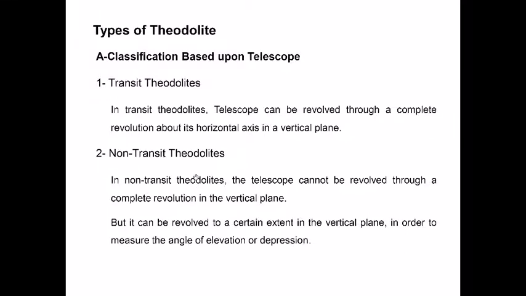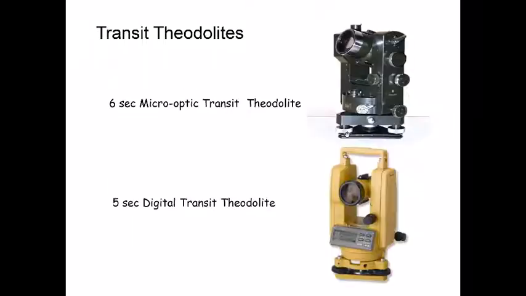The difference is very simple. In a transit theodolite, the telescope can be revolved through a complete revolution about its horizontal axis in a vertical plane. Let me explain it with the help of a diagram. So these are examples of our transit theodolites. This one is available in the lab. This is the telescope over here, the object glass and the eyepiece at the other end. At the top, you have the sight finder.